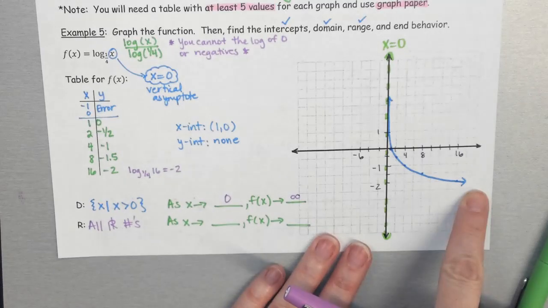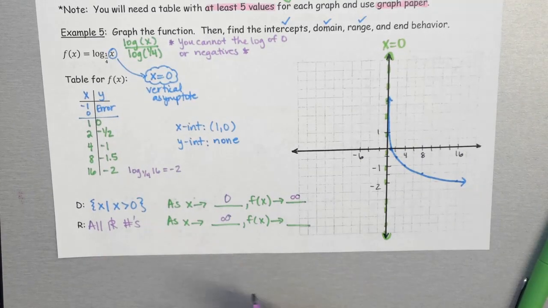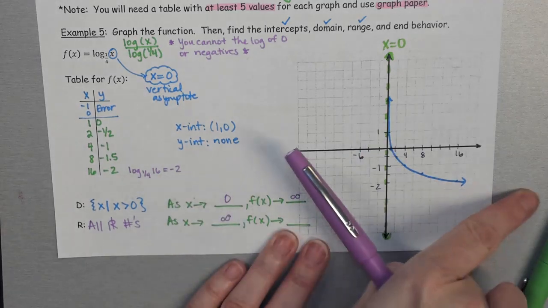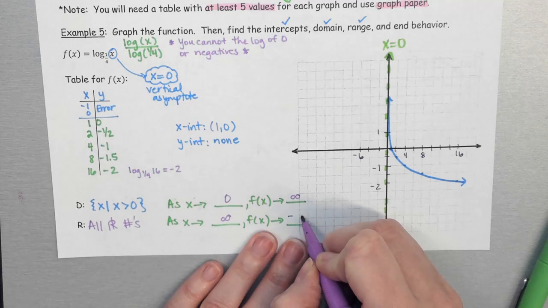Now this end is going to infinity. And then as x is going to positive infinity, y is going to negative infinity.